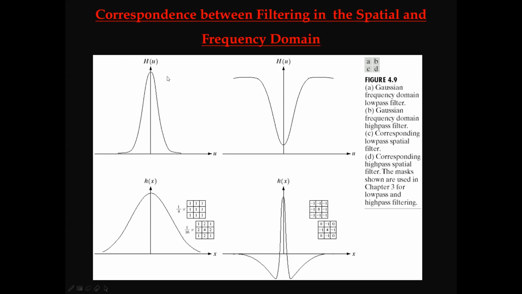First of all, you see H of u, that is the frequency domain. H of x indicates the spatial domain. So this is the low pass filter transfer characteristic in the frequency domain. Its corresponding spatial domain is h of x. This is the high pass filter, and the characteristics of this high pass filter will be like this. In the spatial domain, the high pass filter will look like this, and these are the masks for the low pass filter, and these are the masks for the high pass filter.